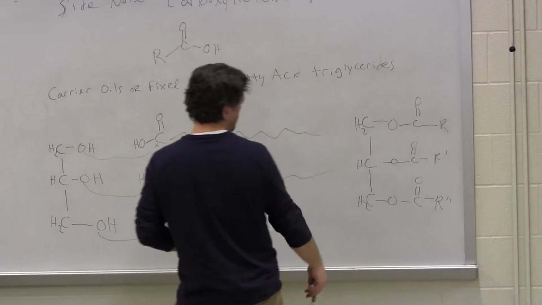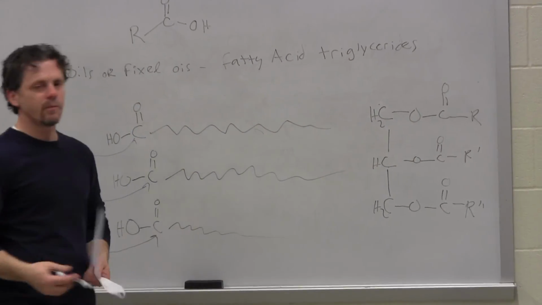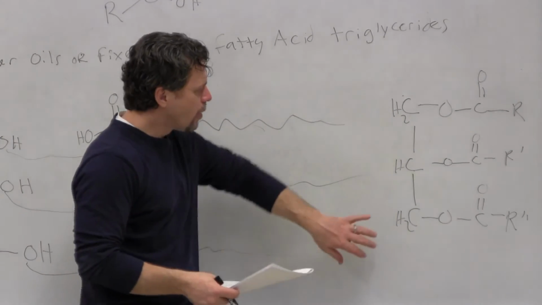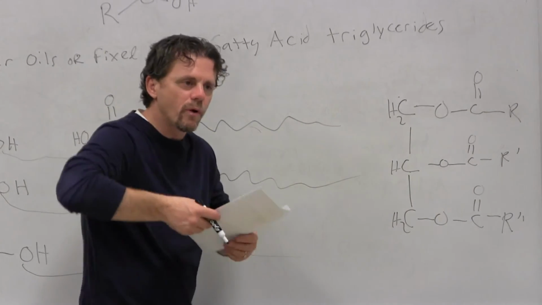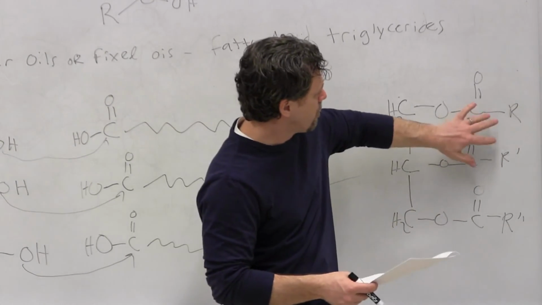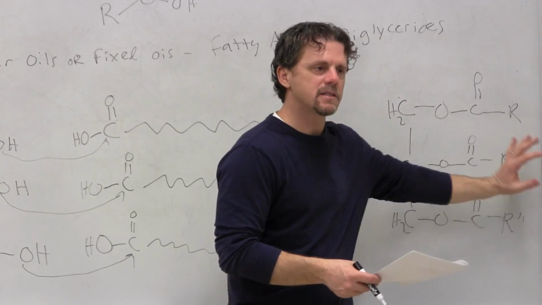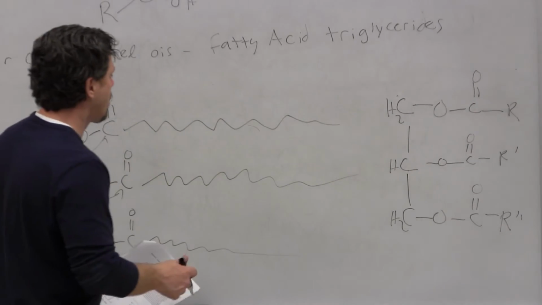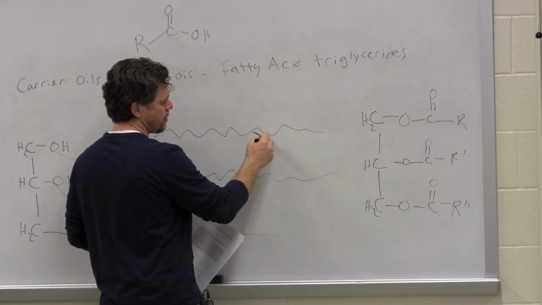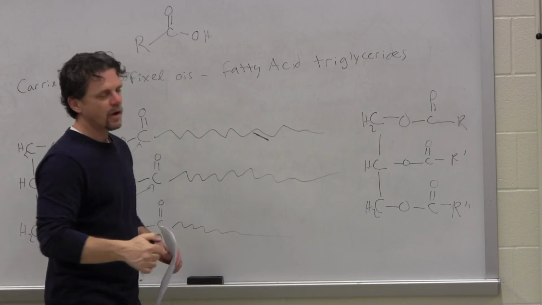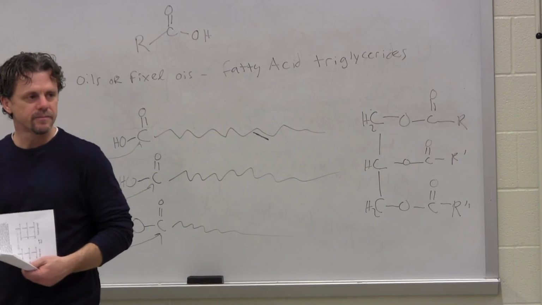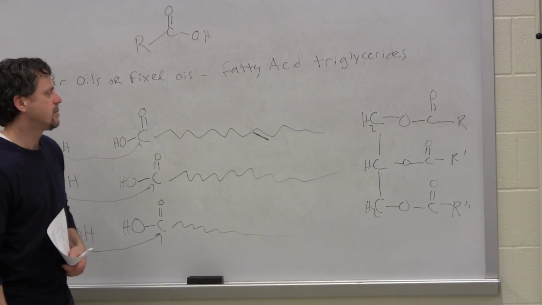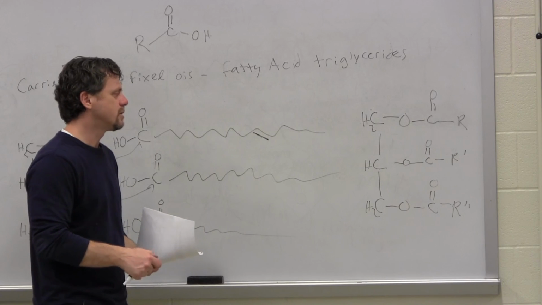The R's could be all the same, they could all be different, two could be the same and one different. There's an infinite number of combinations. Depending on what plant you press it out of, the difference will be in the ratios of these R groups, these fatty acid side chains. When they are unsaturated, in other words if they have double bonds, they're more susceptible to oxidation. If they're completely saturated, they are less susceptible and have a much longer shelf life.